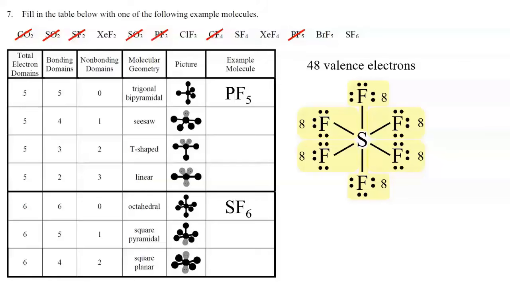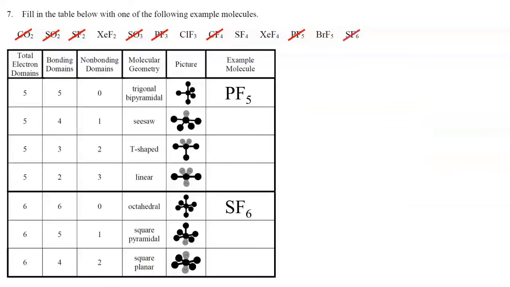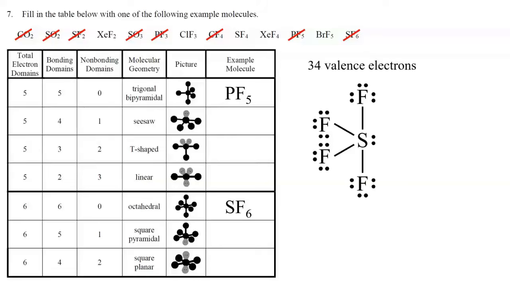So the next number of valence electrons that I'd like to consider is the number 34. So to process the number 34, 8 times 4 is 32. And then I would need 2 electrons to be located on the central atom. So 34 valence electrons corresponds to the molecule sulfur tetrafluoride, or SF4. So here are 4 bonding domains. Again, 4 times 8 is 32. And there's 1 lone pair on the central atom. So SF4, which has seesaw geometry, 4 bonding domains, 1 non-bonding domain.